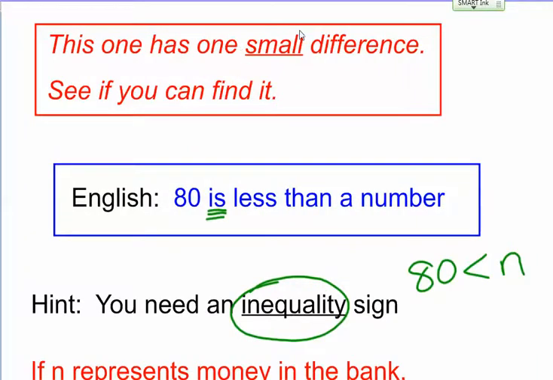This one has one small difference. 80 is less than a number. When I have "is less than," that implies an inequality. So that means with money in the bank that I have $80, and some of you said if you're comparing it to someone else, I have $80 less than Angelo. Okay, and Angelo's money could be n. Or the amount of money I have in the bank is more than 80 euros. That's another way I could think about it.